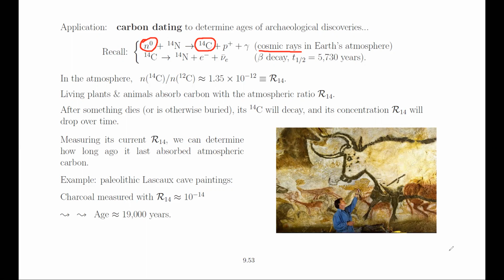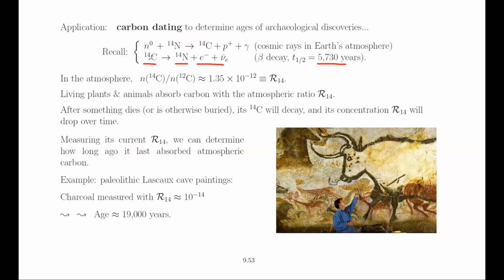Those carbon-14 nuclei trickle down to the ground, and eventually they undergo beta decay because they're unstable, and one of the neutrons turns back into a proton, and you get back the nitrogen again. The half-life of that is something like 5,700 years.